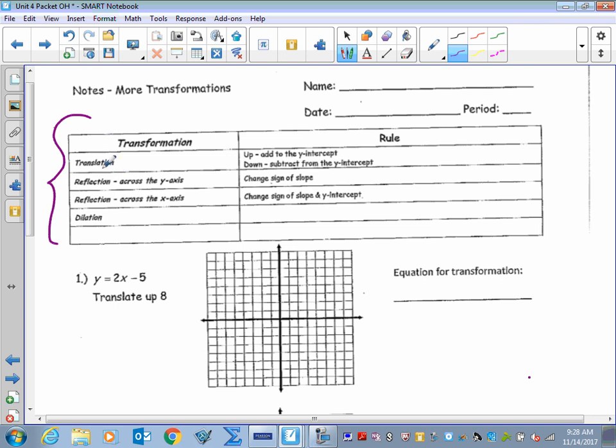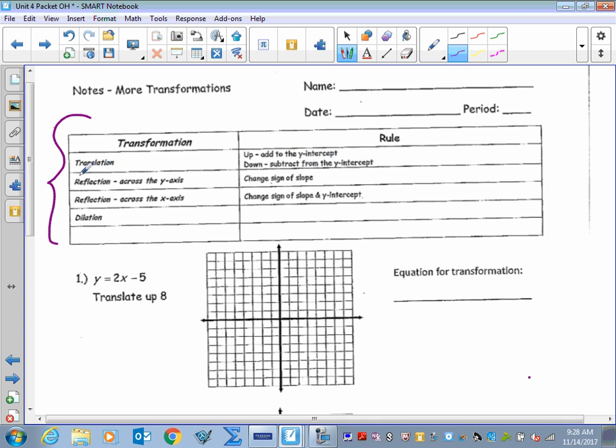So the vocabulary here is the first transformation is called a translation. And that simply means you either move the line up or down. And when we move the line up or down, we're adding or subtracting from the y-intercept.